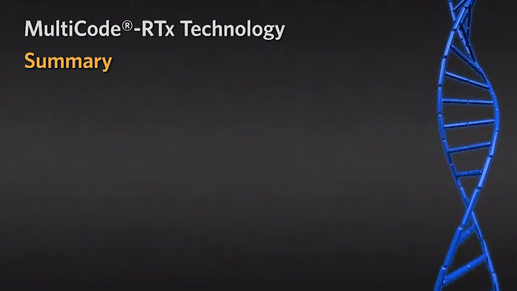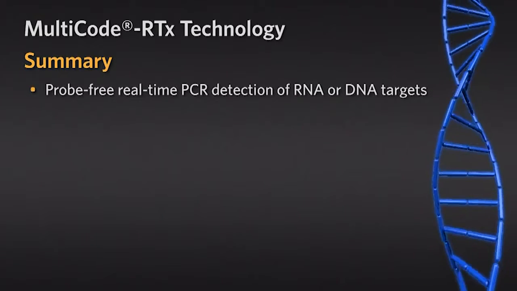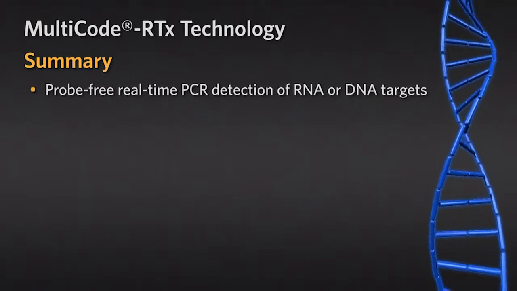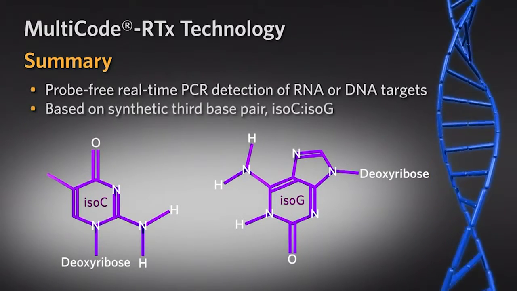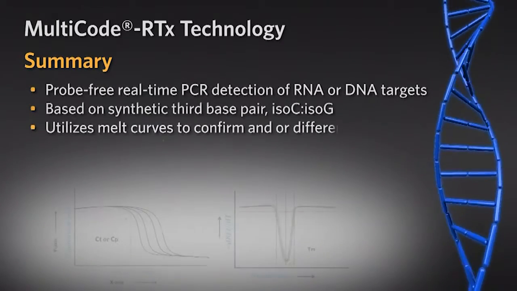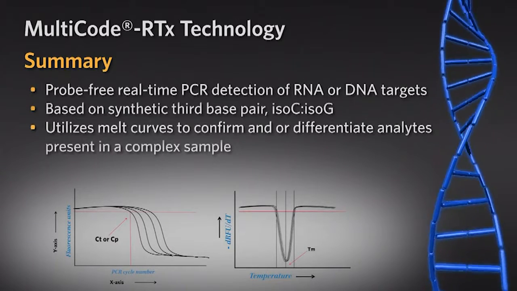In summary, MultiCode RTx is a probe-free, real-time PCR technology utilizing the synthetic base pair ISO-C and ISO-G. This technology employs CT and melt curve, or Tm analysis, to detect, quantify, and differentiate analytes.